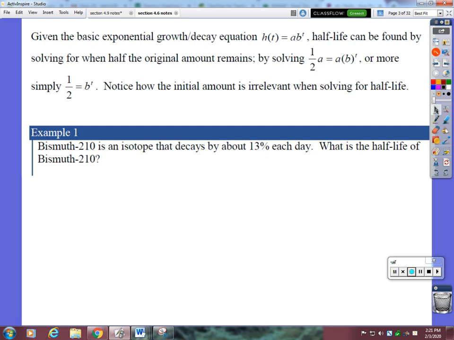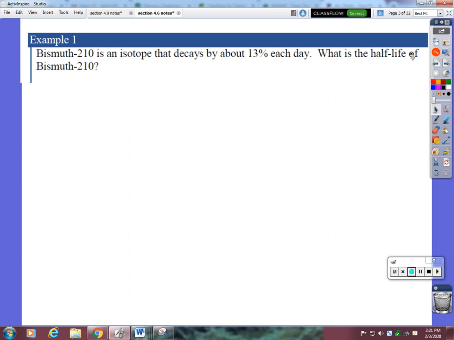So let's do this. I feel like we did an example or two of this already, so that's all right. Bismuth-210 is an isotope that decays about 13% each day. What is the half-life of bismuth-210? How much bismuth do you want to start with? 100. Okay.